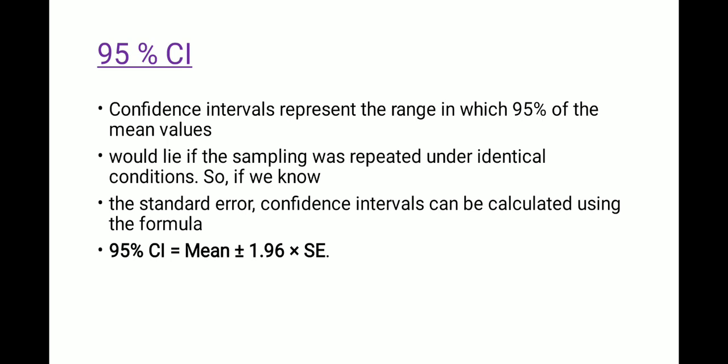What is the 95% confidence interval? It represents the range in which 95% of the mean values would lie if the sampling was repeated under identical conditions. So if we know the standard error, the confidence interval can be calculated using the formula: 95% confidence interval is mean plus or minus 1.96 multiplied by standard error.